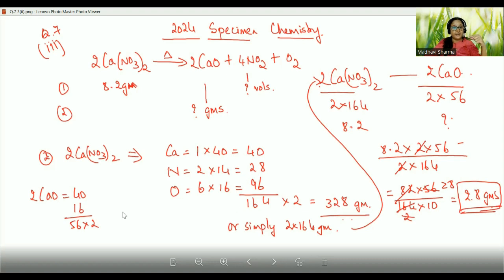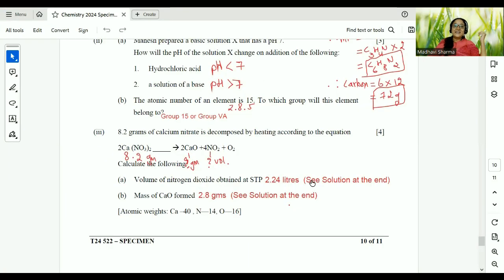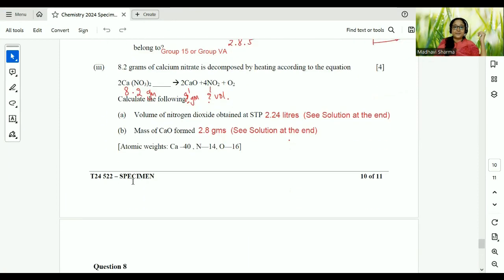So I have to find out the mass. Here I have found 2 CaO, which is 40 plus 16, which is 56, into 2. The same way we did the volumes earlier, I do it with the mass. 2Ca(NO3)2 will give 2CaO, that means 2 into 164 grams will give 2 into 56 grams. So 8.2 grams will give how much? I get 2.8 grams. So we do this and we go ahead.